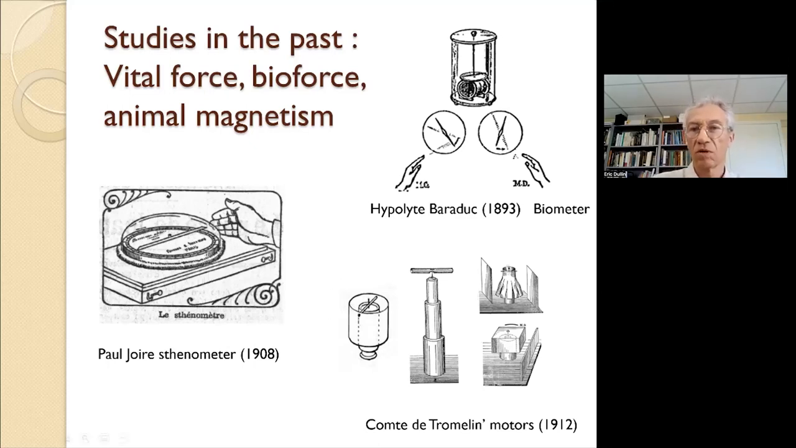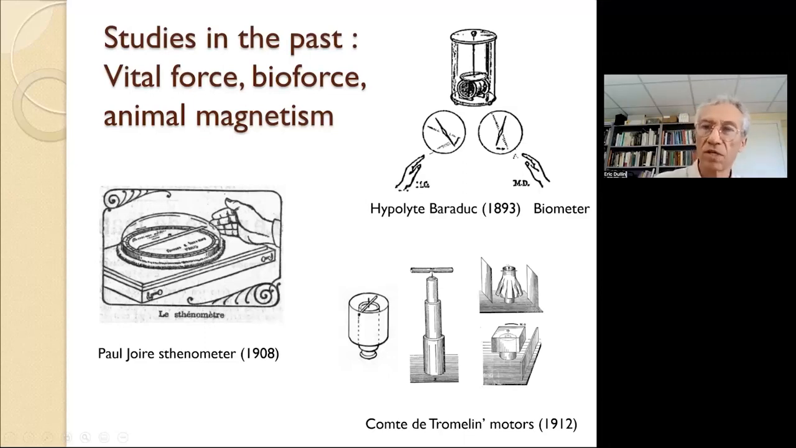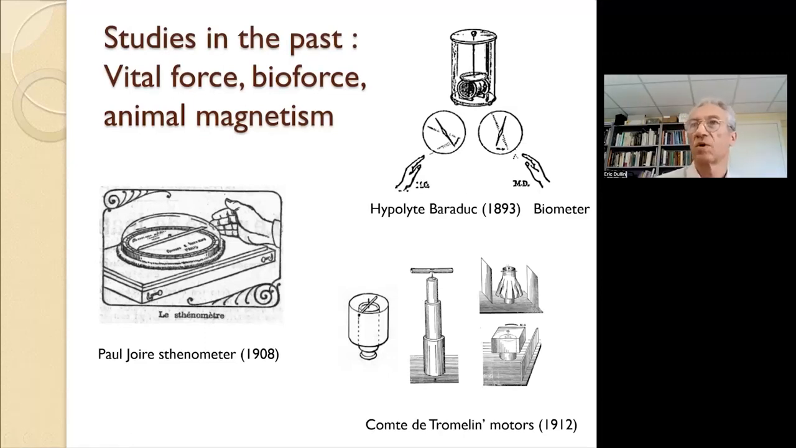We can talk about Hippolyte Baraduc in 1893. He developed a torsion pendulum with a needle, and when people moved the hand close to the glass jar, the needle was deviated. They thought that it was the expression of the bioforce or vital force. After, there is a more, I would say, commercial product by Paul Schwartz, the stenometer, which has a nice jar and a needle, and you look at the angle of deviation of the needle to see how vital you are or not.